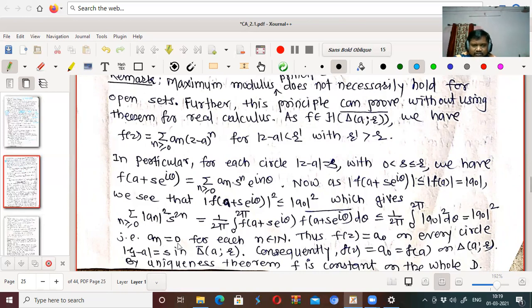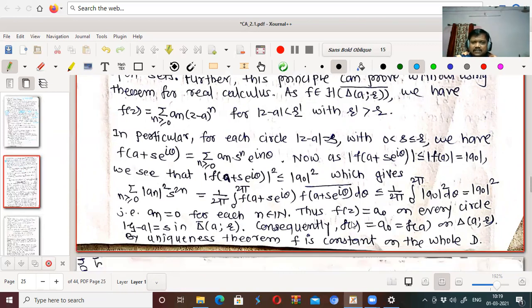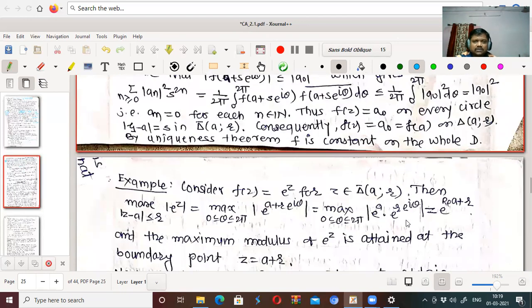That is, a n should be 0 for each n belonging to natural numbers. Thus f of z equals a0 on every circle having center at a and radius r. And consequently f of z equals a0, that is f of a means what? It is a constant function on the whole D.